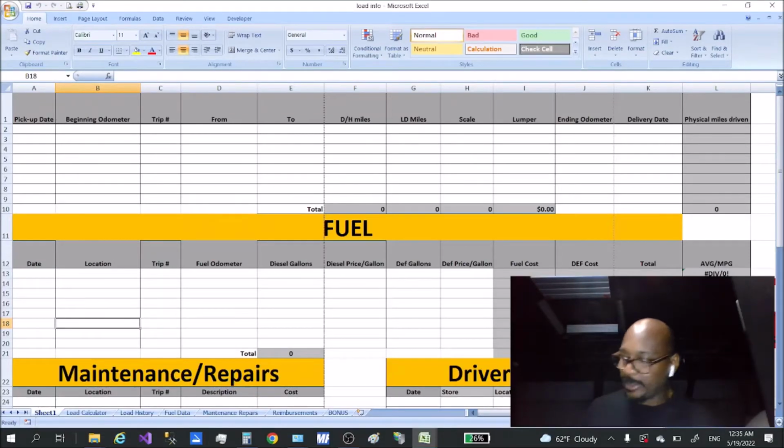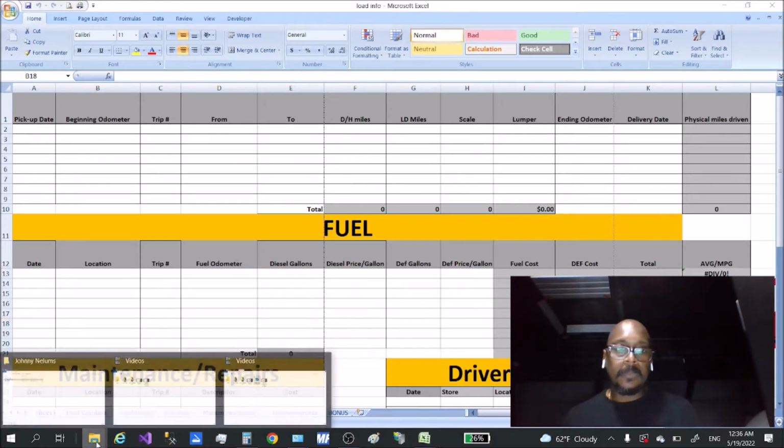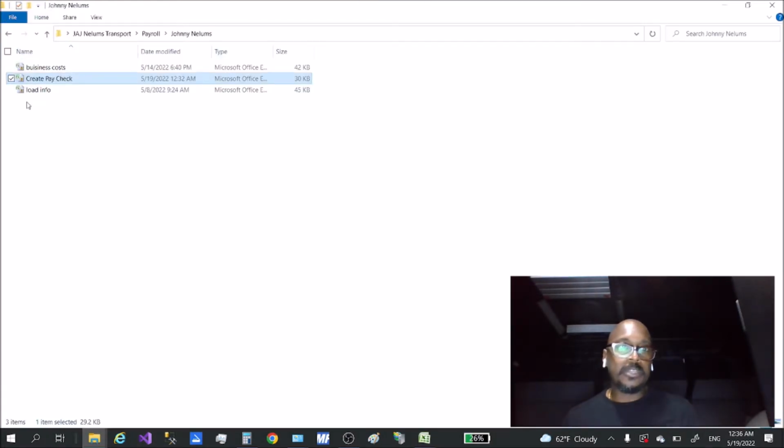Hello, hello, hello. So today we're going to be doing bookkeeping for my truck driving business, and I do all my calculations in the spreadsheet. I have three spreadsheets, and these are the spreadsheets that I'm using. I'm using a business cost, a create paycheck, and a load information spreadsheet.